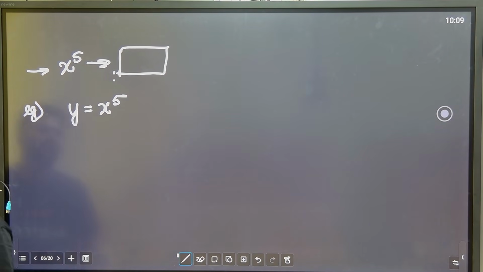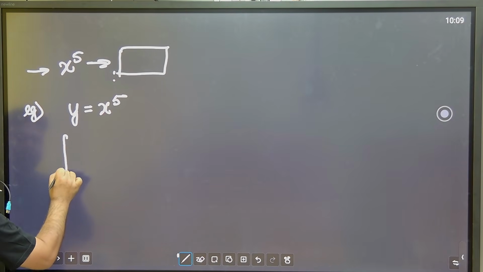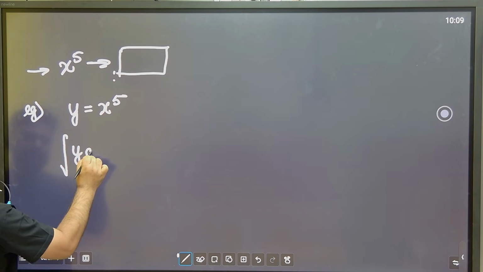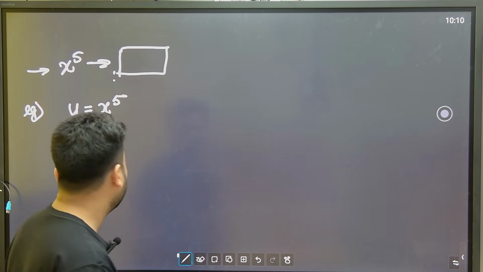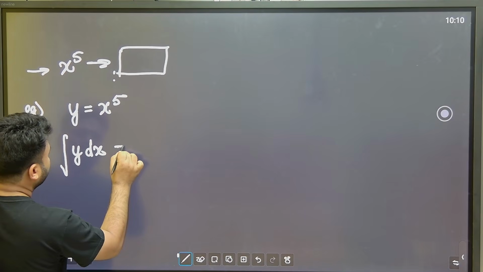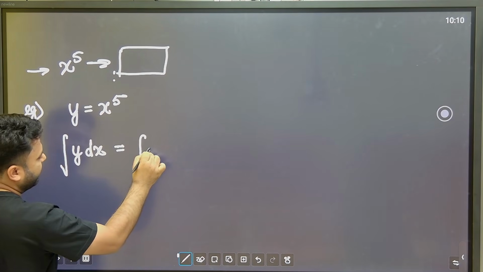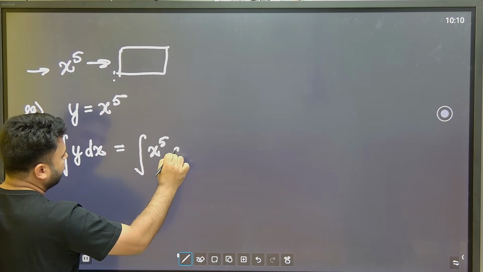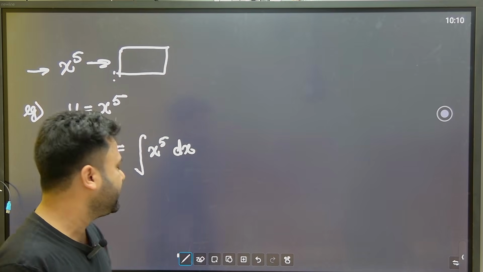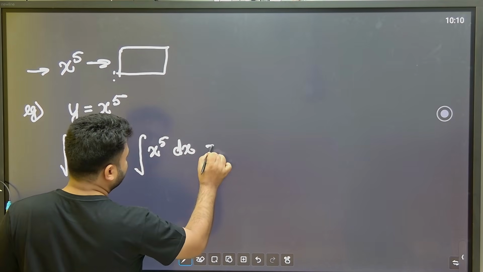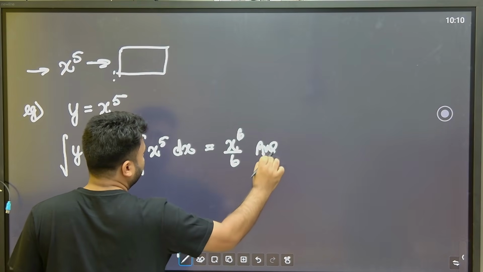Now see the format, how we write. They will ask like this: integration of y dx. This is the format. So integration of y dx, we write, what is y? x to the power 5. Integration of x to the power 5 dx. So you know what the answer is? Power you add 1, divided by this. This will be our answer.